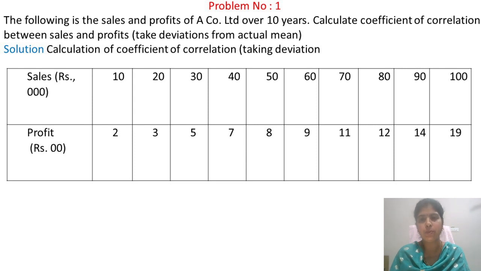Sales is represented as the X column. Profit is represented as the Y column. Now see, regarding the sales. In the question they have given 10, 20, 30, 40, 50, 60, 70, 80, 90, 100. From this we are supposed to identify the deviation. Profit is 2, 3, 5, 7, 8, 9, 11, 12, 14, 19.